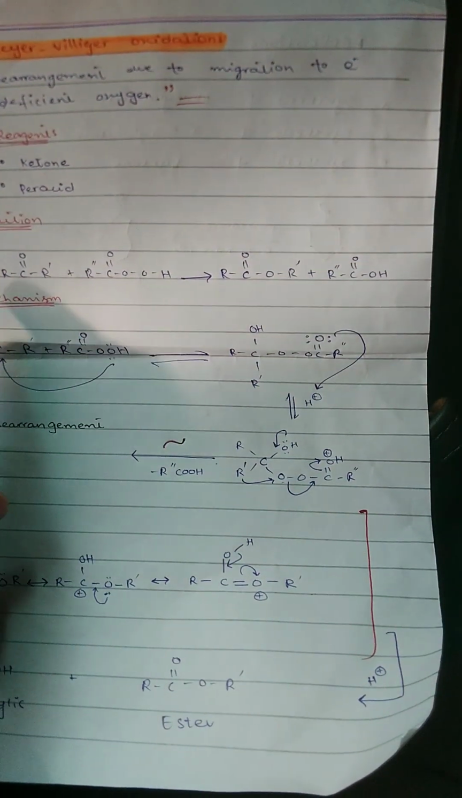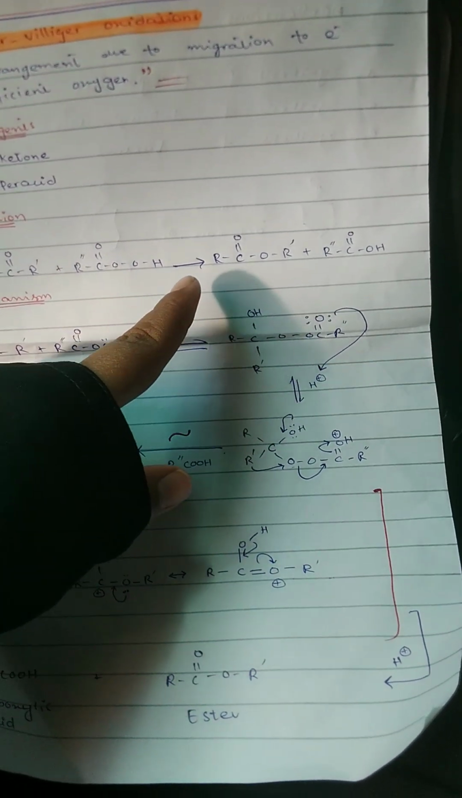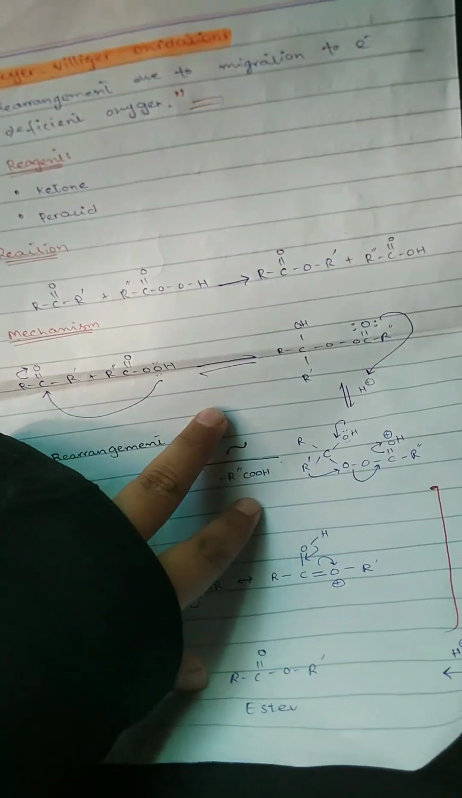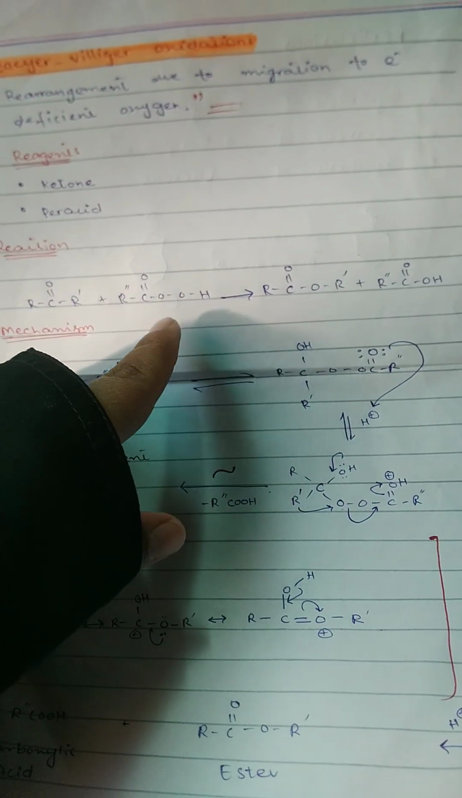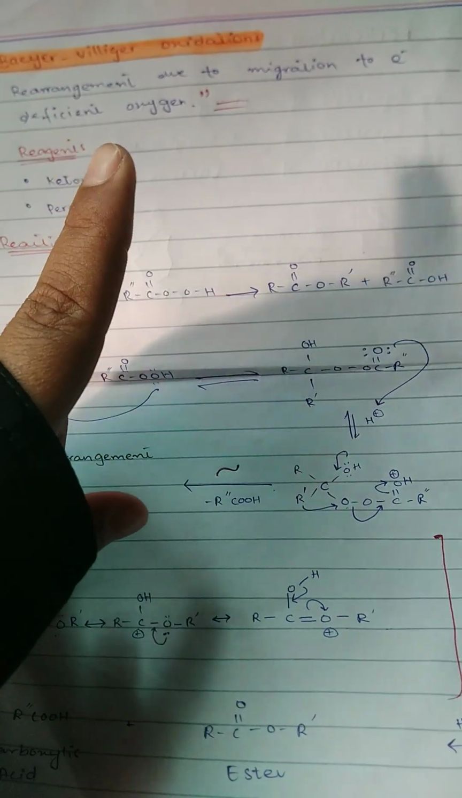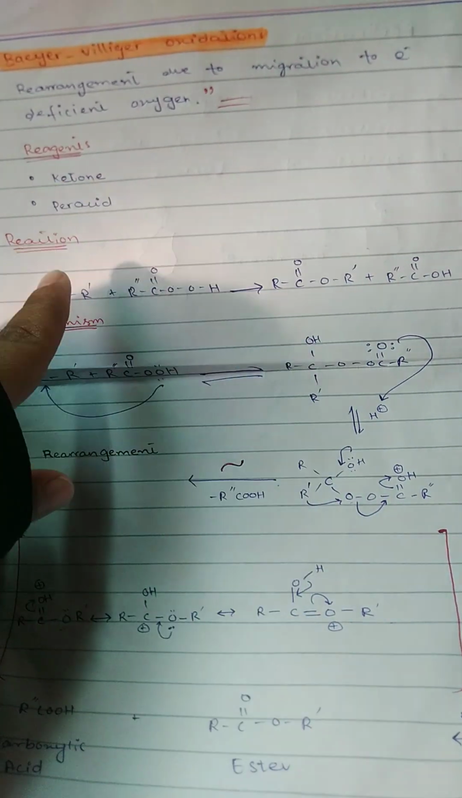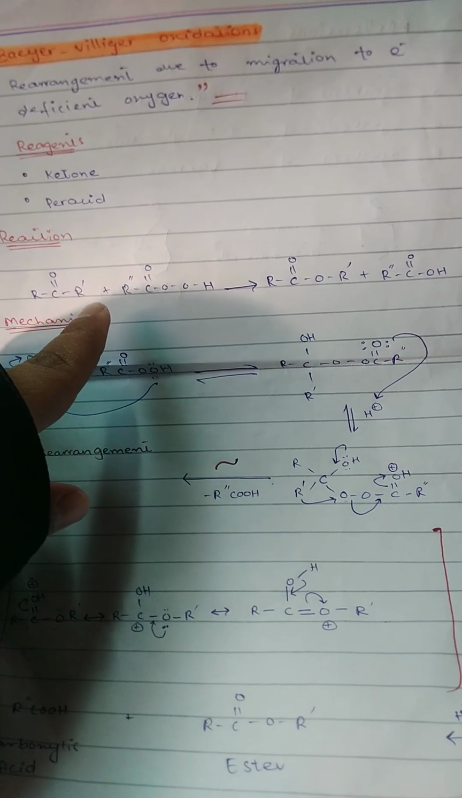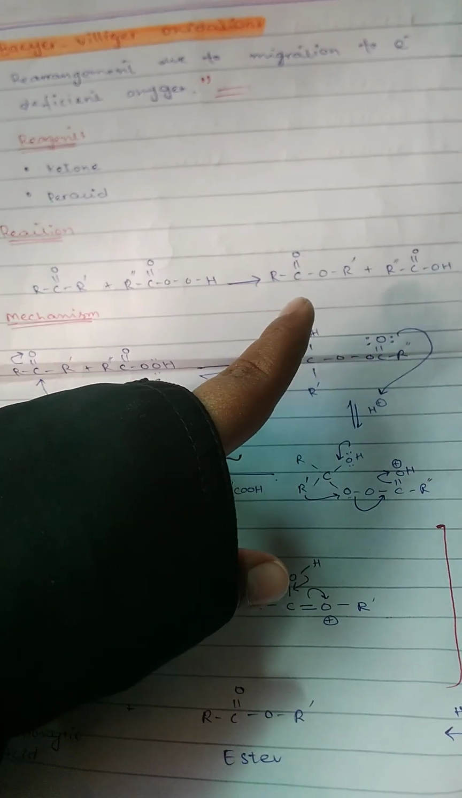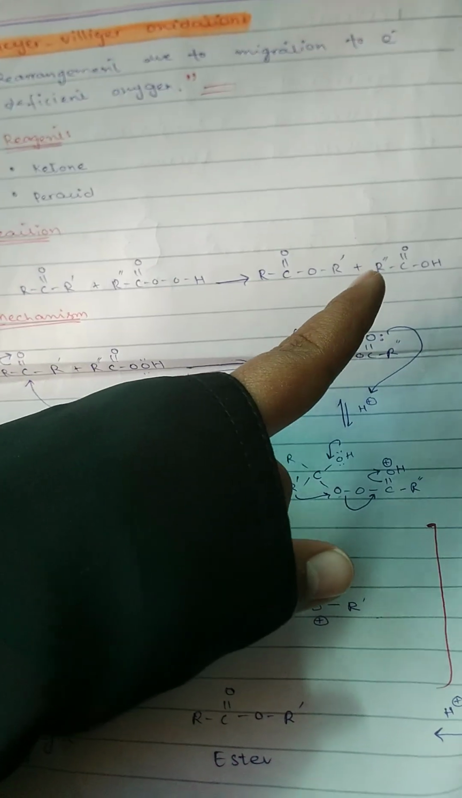So when the ketone reacts with the peracid, it will form the ester and a carboxylic acid. How does the ester form? This peracid, that is an acid with an extra oxygen in its structure, will move toward here, between the carbonyl carbon and the alkyl group. So in the product we will get the ester along with the carboxylic acid.